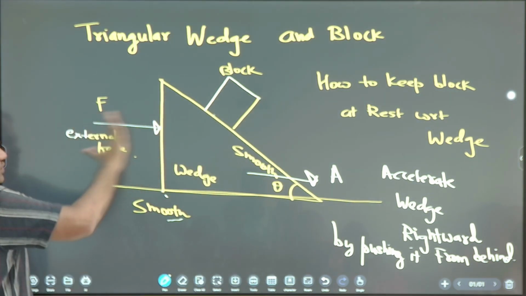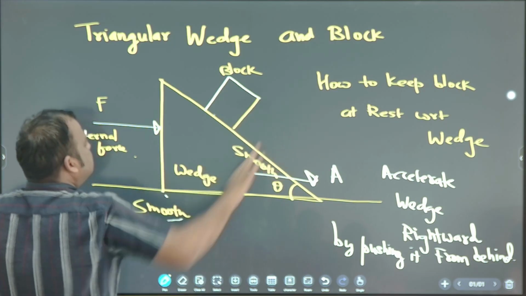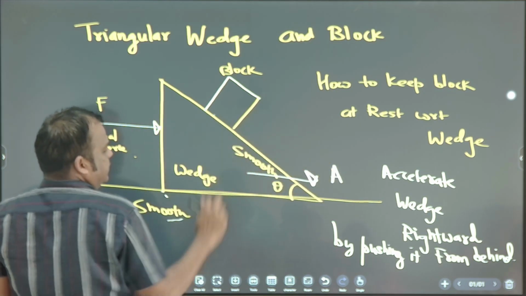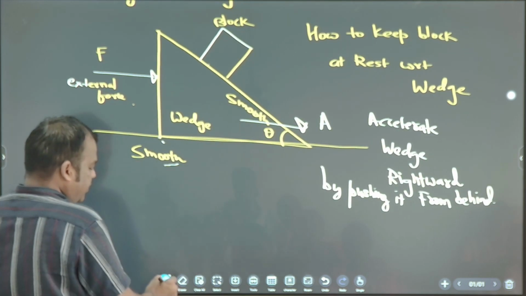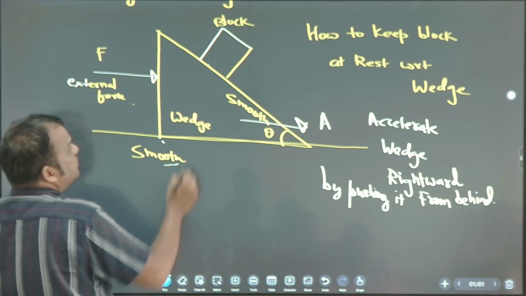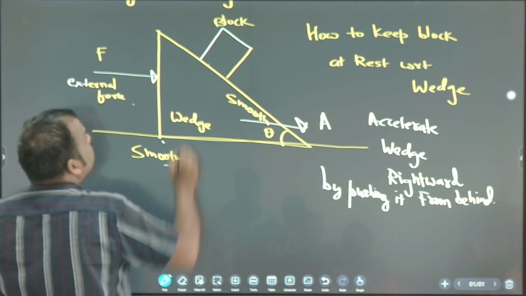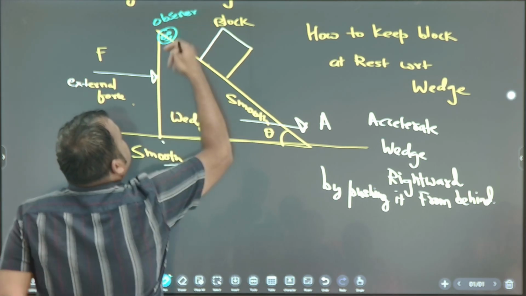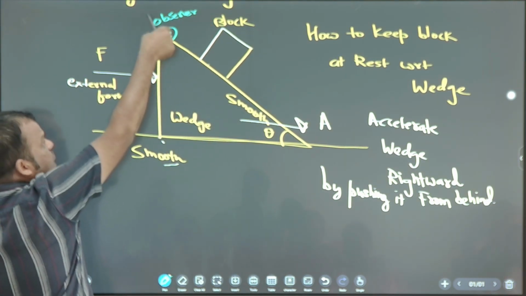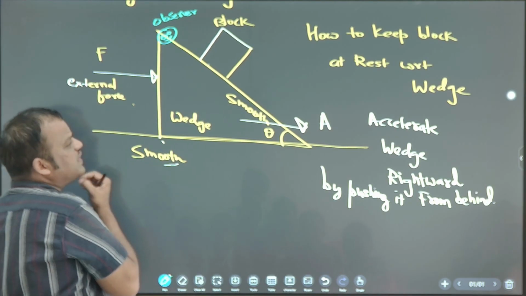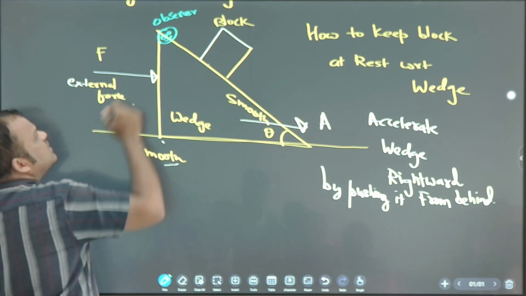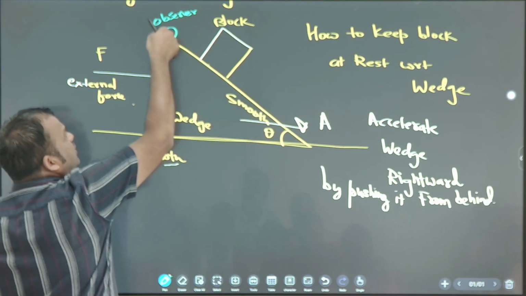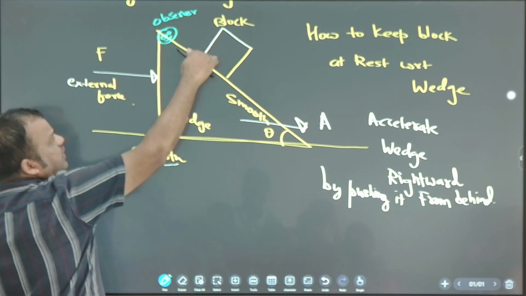You are pushing it from this side, so the wedge will accelerate to the right side. What is the acceleration of the wedge? A. Now we will calculate A. You have to draw the free body diagram. Suppose this is the observer, sitting on the wedge. What type of observer is this, accelerated or at rest? Accelerated, because the whole wedge is accelerated. So according to this observer, pseudo force will act on the block in the left direction.